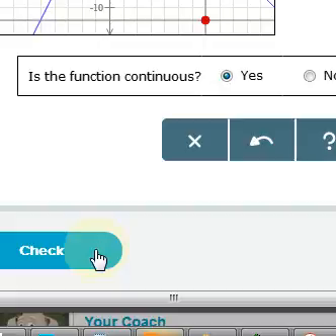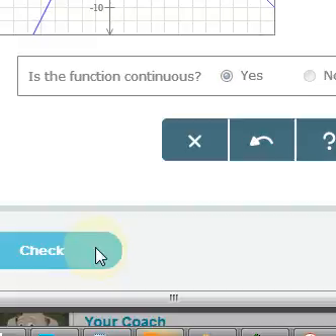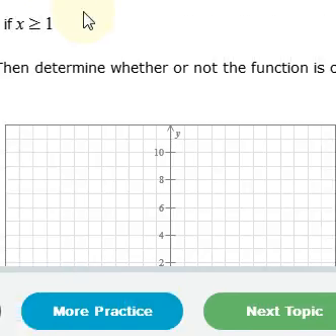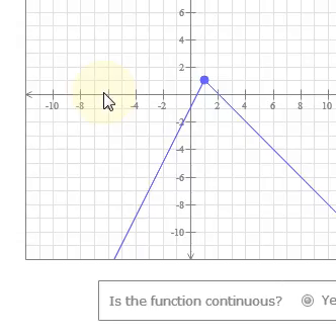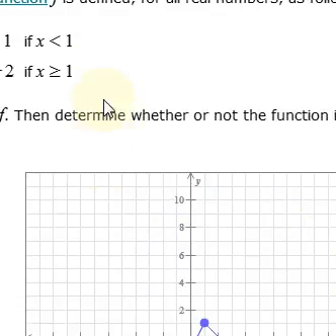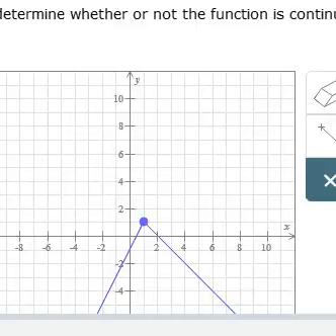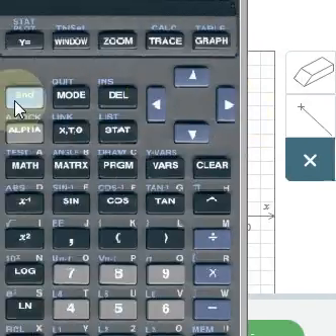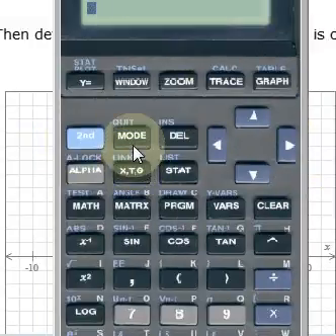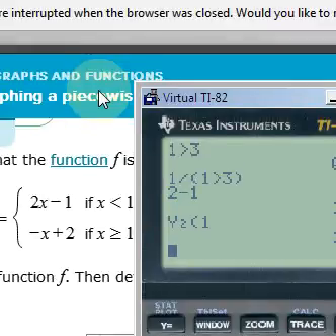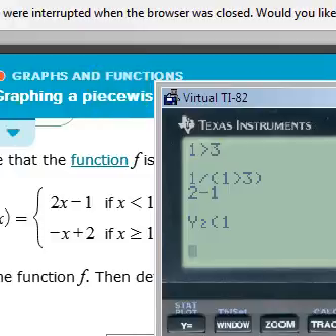Get checked. Hopefully it's correct. And it is. And there you go. Now you know how to enter it in. Now I'm going to show you another example. We're going to look at inequalities. We'll get to the inequalities section. I'm going to show you in this video how to do inequalities.